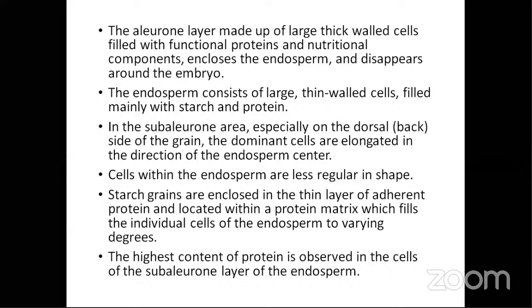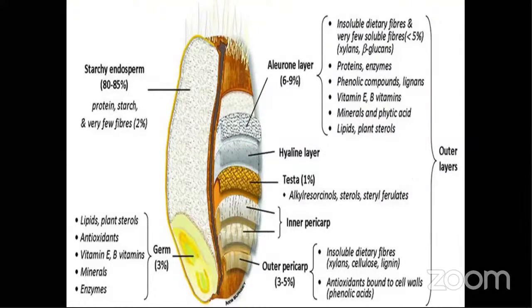And the subaleurone layer is the backside of the grain. These cells are elongated in nature. And the cells present in the endosperm are not regular, they are irregularly shaped. And these starch grains are enclosed in a thin layer of adherent protein. As I told you, there is a protein matrix in which these starch granules are embedded. So the highest content of protein is observed in the cells of the subaleurone layer of the endosperm. So this is the structure.